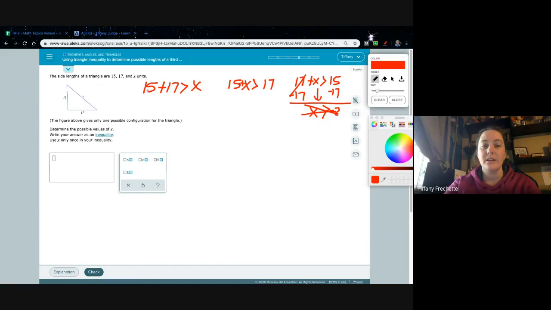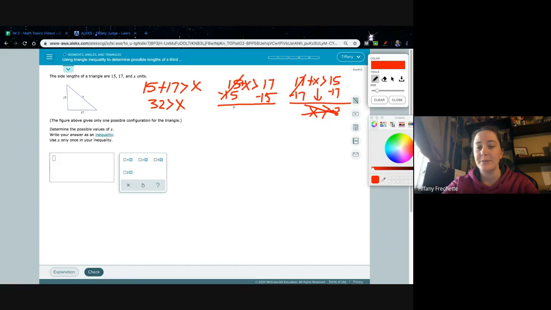So we have 15 plus 17. That gives us 32. So 32 is greater than x. And then for this one, I'm going to subtract 15 from both sides, because I want to get that x by itself.